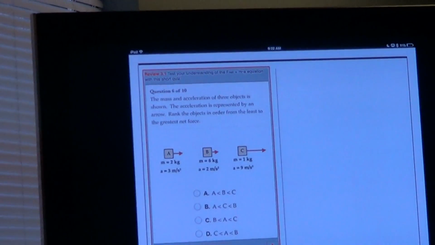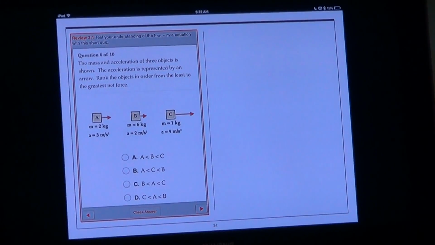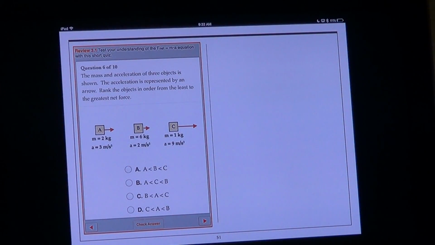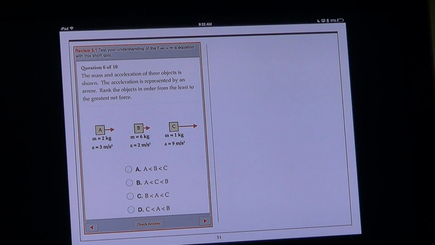The mass and acceleration, can you guys see that? Okay. Of 3 objects is shown. The acceleration is represented by an arrow. Rank the objects in order from the least to the greatest net force. So, how would you calculate the net force if you know acceleration and mass? Mass times acceleration. Mass divided by acceleration. No. Times acceleration. How do you isolate the net force in that equation?